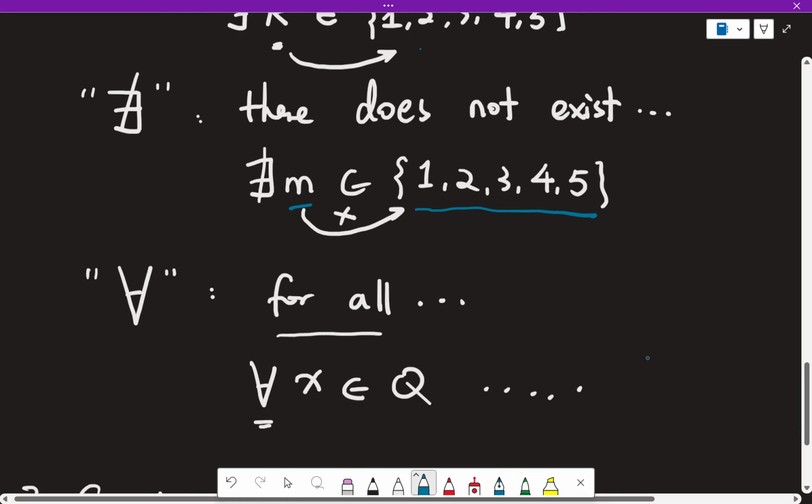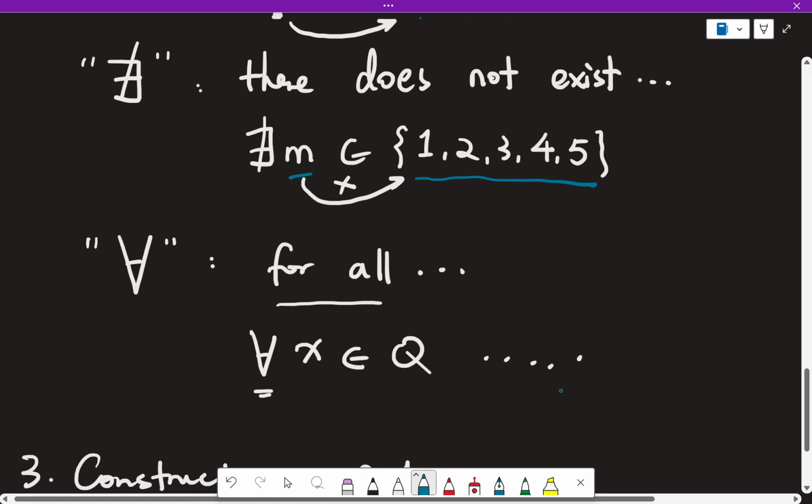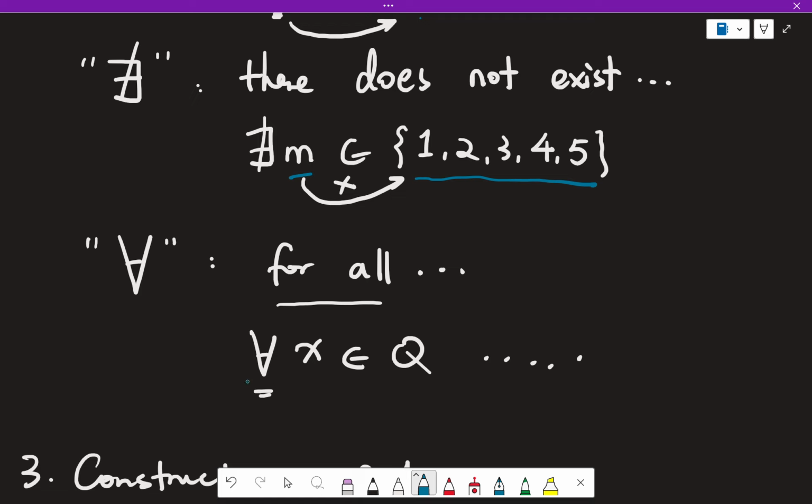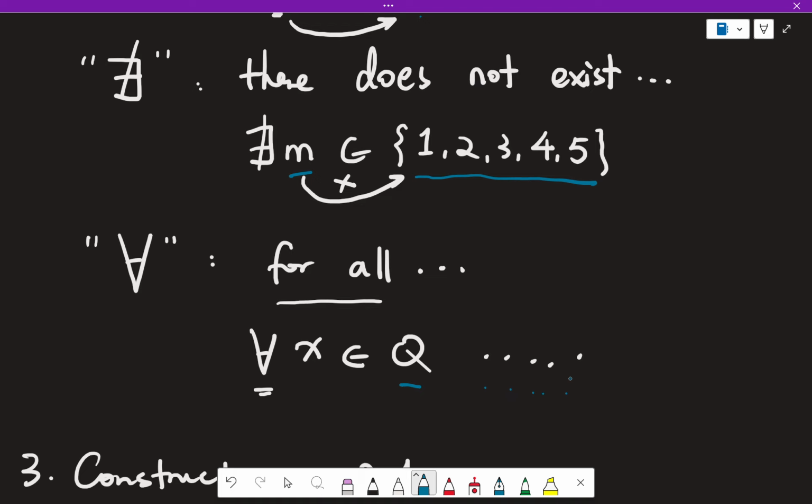The last symbol we should know is an upside down A, which means for all. We can denote it like this: for all x that belongs to Q, which means rational numbers. So for all x that belongs to rational numbers, and something else.